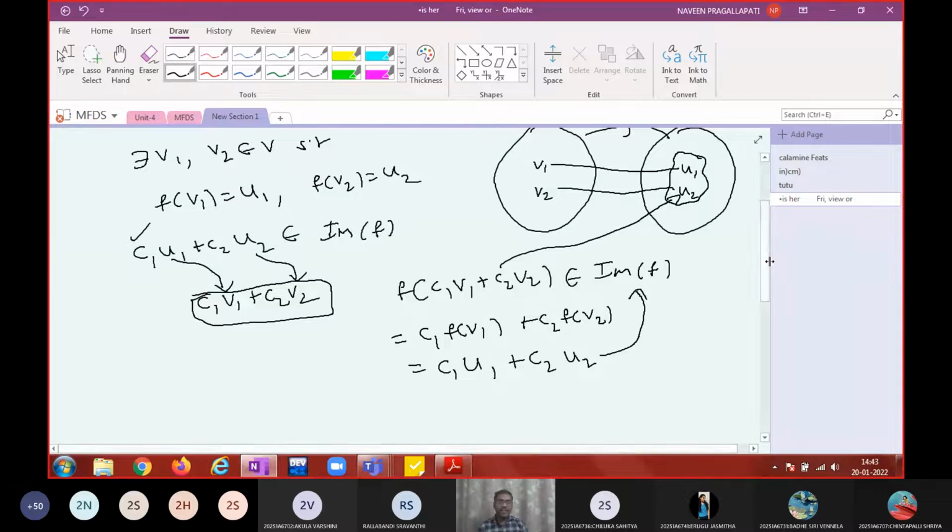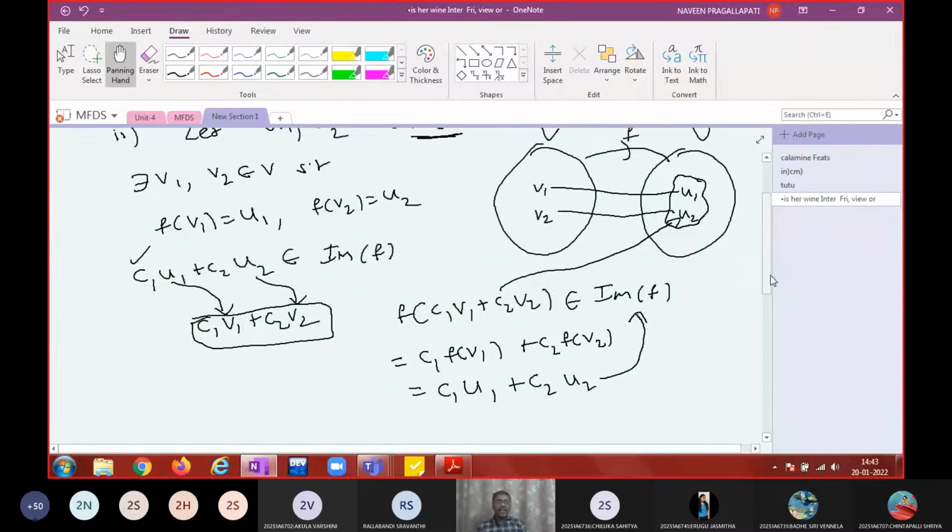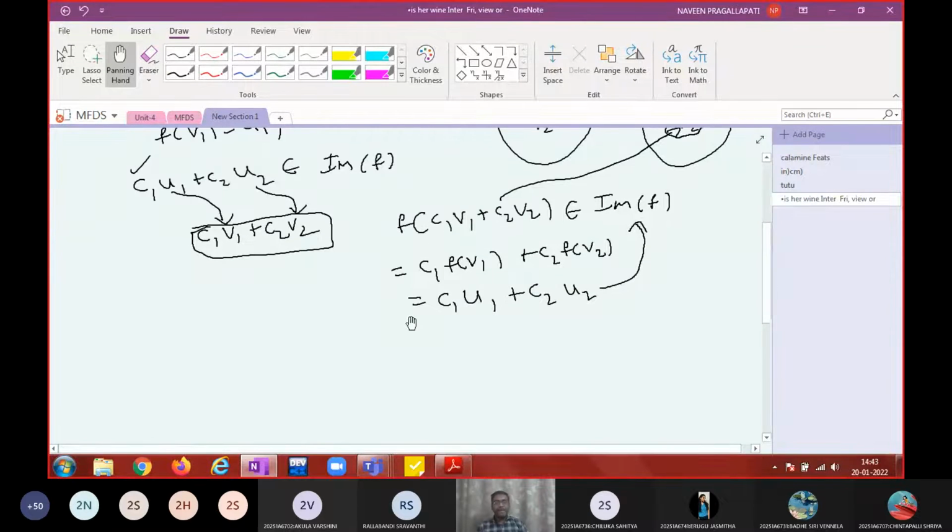So you take any two elements in the image set, then the linear combination, I am showing it as an element of the same image set. Therefore, this image set, image of f, is actually a subspace of U. Therefore, both kernel and image are subspaces of V and U respectively.